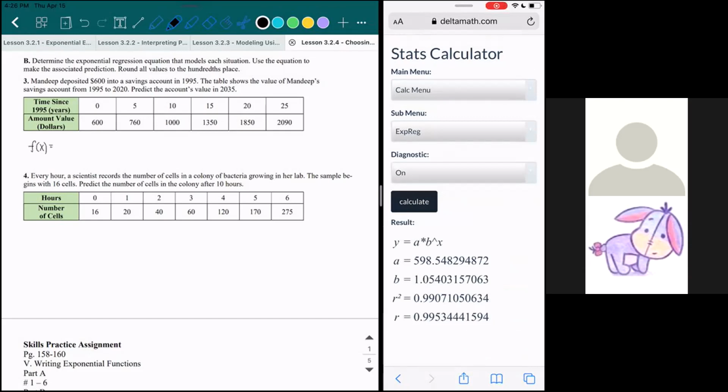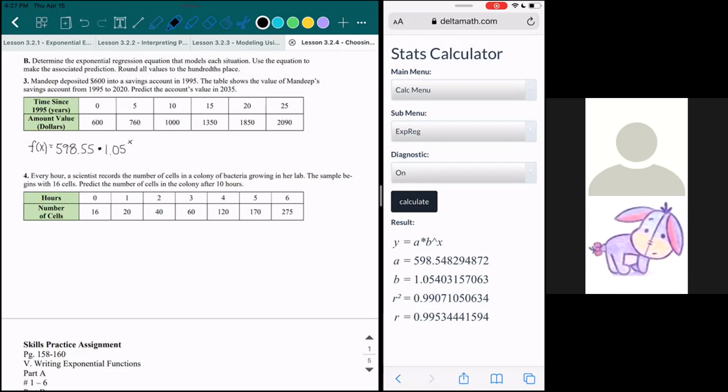So first, let's write out our equation. F of x is equal to, we're going to round everything to the nearest hundredths, so 2 decimal places. So for our A is 598.55. Okay, and then multiplied by B value, so 2 decimal places, so 1.05 raised to the power of x.